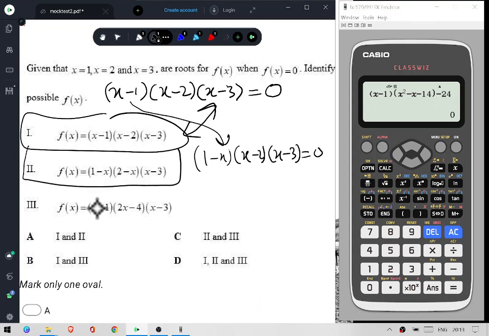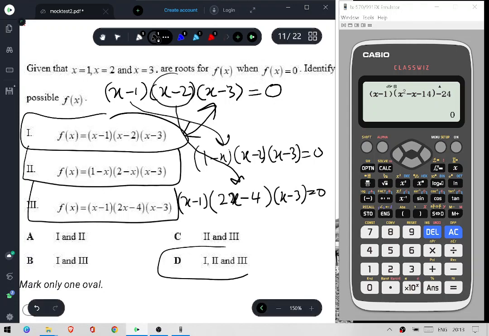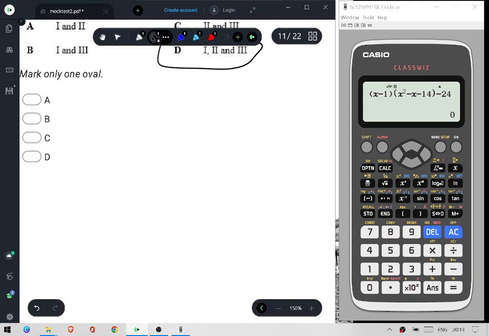Okay, how about this one? X minus 1, okay, tak ubah apa-apa. 2x minus 4. 2x minus 4. We just multiply by a constant. Multiply by a constant. This one multiply by a constant, dia akan jadi 2. Multiply by 2. 2x minus 4. And then x minus 3. And then x minus 1. Equal 0. This one also is the possible form for f(x). Dapatlah jawapan D. So the answer is D.